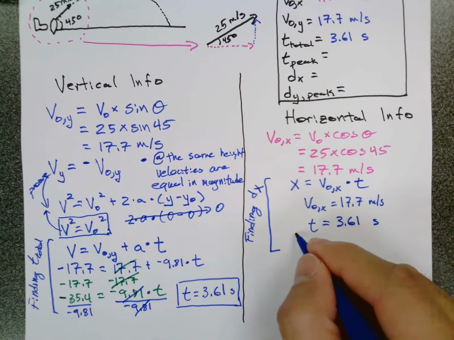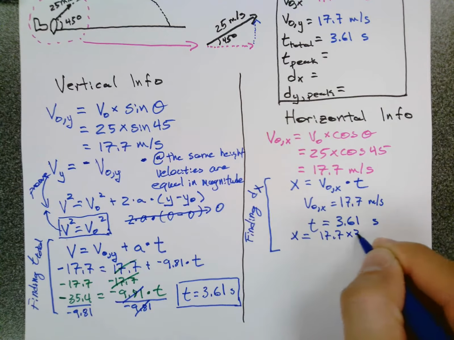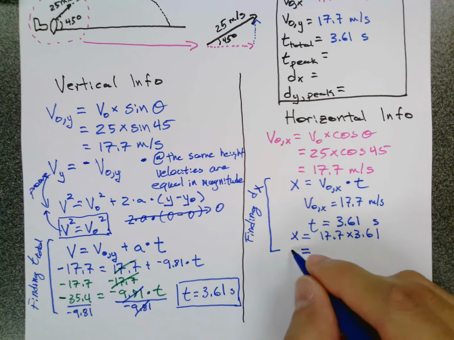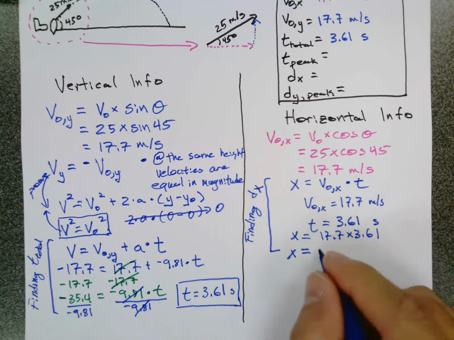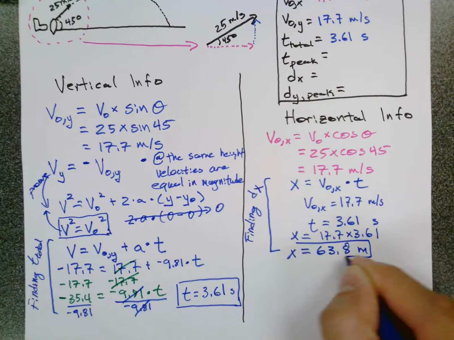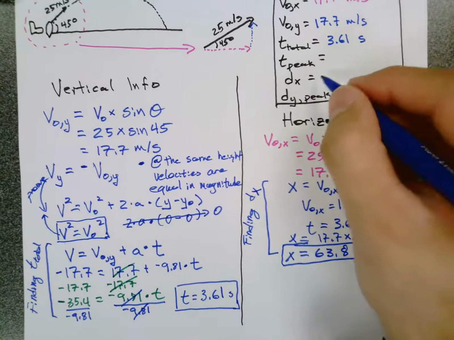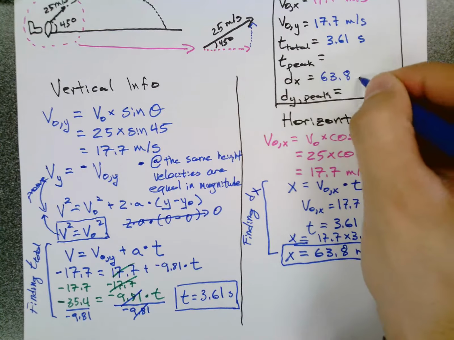So to plug everything in, x is equal to 17.7 times 3.61, and you get a horizontal distance of 63.8 meters. So we'll put that there. The distance traveled in the x direction is 63.8 meters.